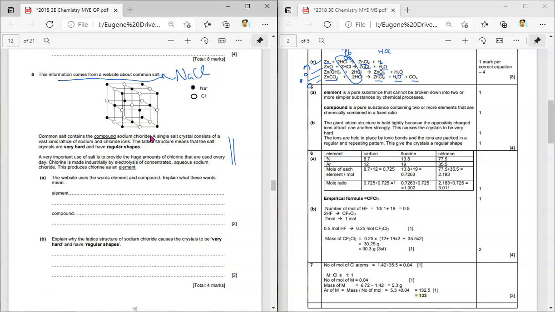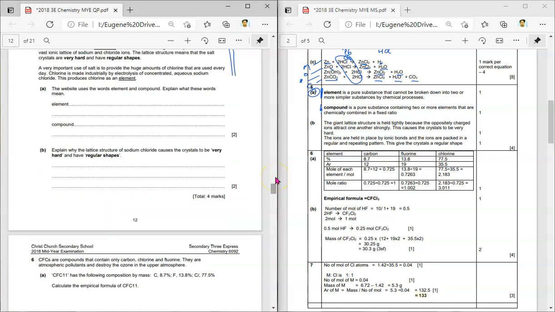Part A. The website uses the words elements and compounds. Explain what these words mean. This is just a pure definition question, so 1 mark for each of them. You can find these two from your textbook, so I'm not going to go through it. What I'm going to go through is part B. For part B, you have to talk about very hard, and the next one, about regular shape.